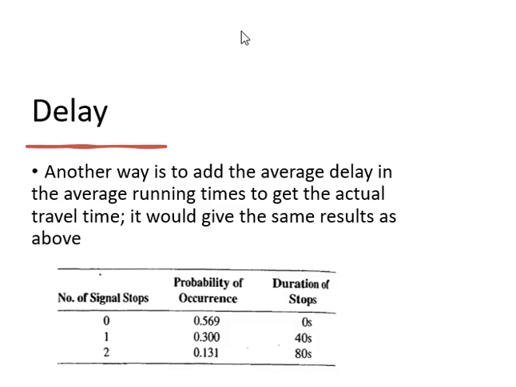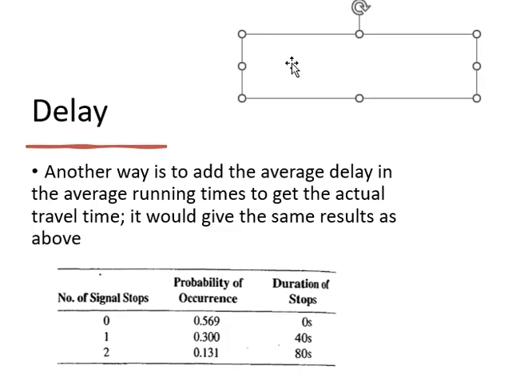Okay. So if you want to calculate the delay, we will use these possibilities. Now we don't have a fixed value. We have the possibility with each value. So if you don't stop at any of the signals, your delay is 0, obviously, because there is nothing in between them. The only delay causing thing is the signal. If you stop at one of the signals, your delay is 40 seconds. If you stop at both of the signals, the delay is 80 seconds. Again, it's an average.